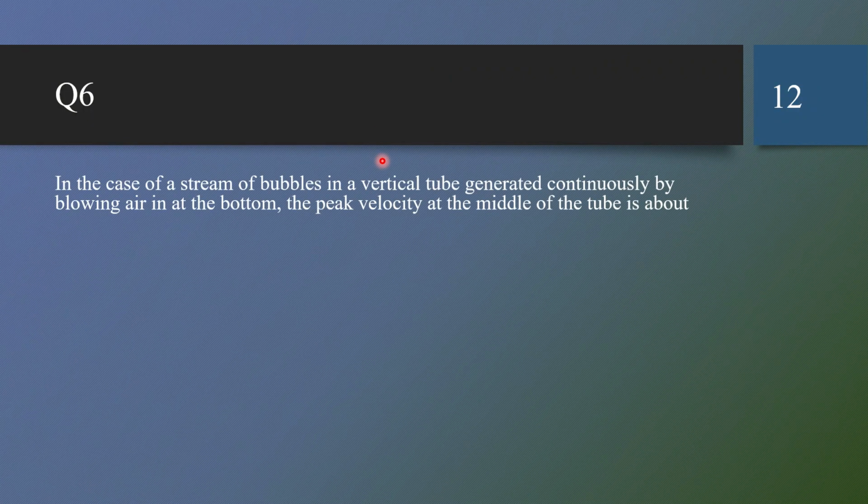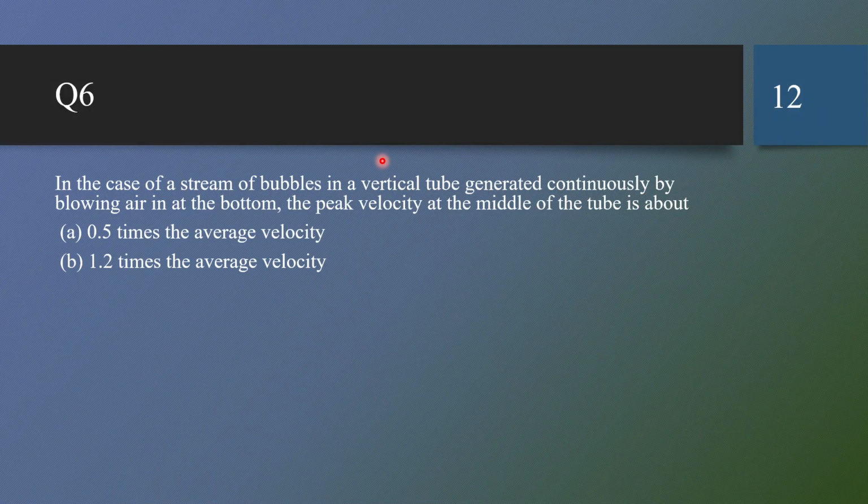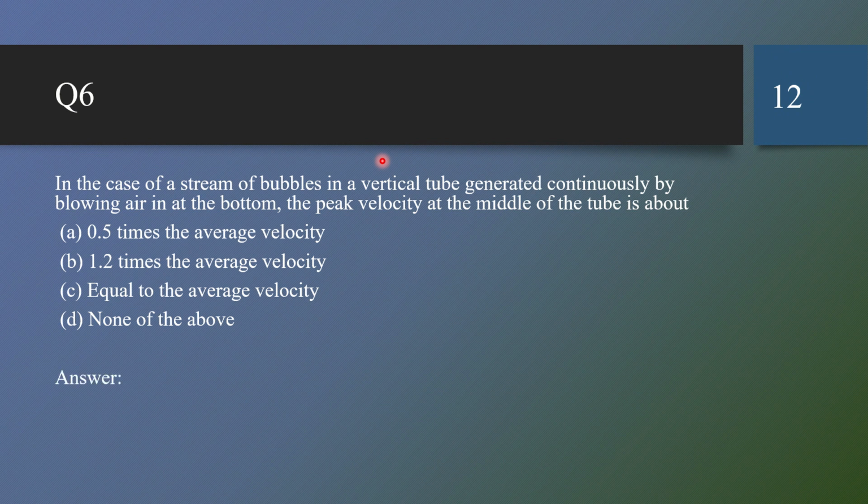In question 6, it is given that in the case of a stream of bubbles in a vertical tube generated continuously by blowing air in the bottom, the peak velocity at the middle of the bed is about 0.5 times the average velocity, 1.2 times the average velocity, equal to the average velocity, or none of the above. So imagine a condition where bubbles are generated by blowing air in at the bottom. What would be the peak velocity at the middle of the tube?